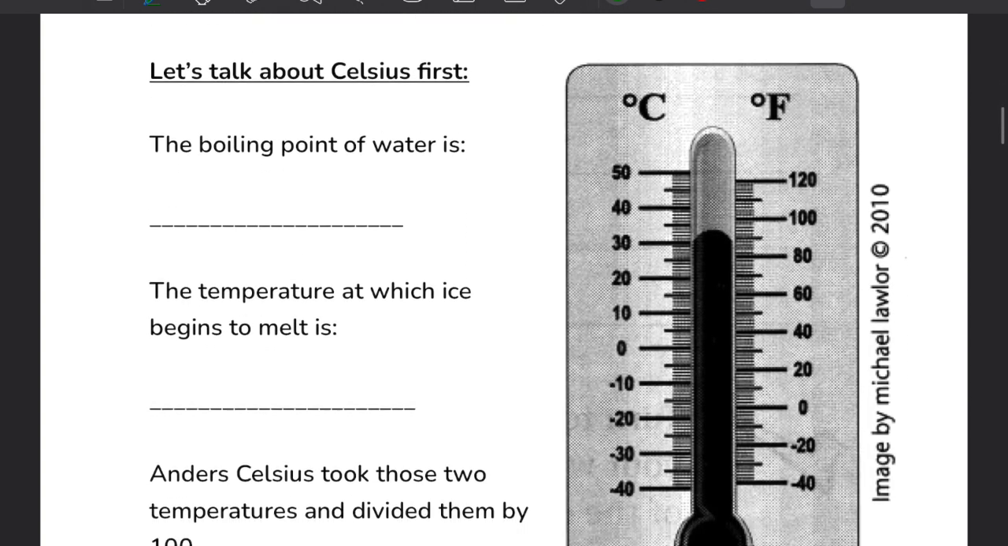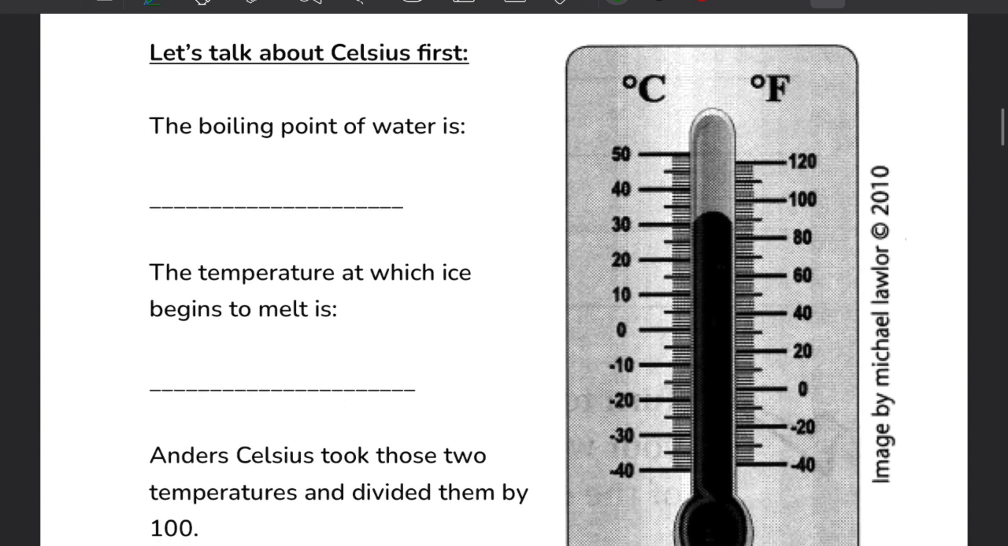Okay, so on the screen right now, I have a Celsius Fahrenheit scale. We won't talk about Fahrenheit at all in this module, but we will in the next module. So we can just ignore that right side. So this is the scale that we are very familiar with.